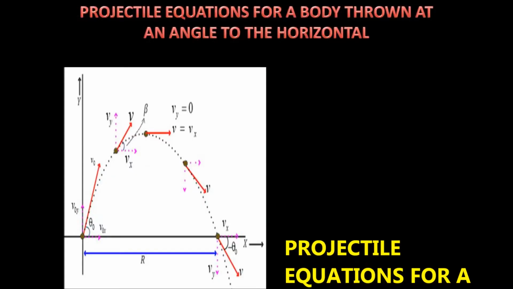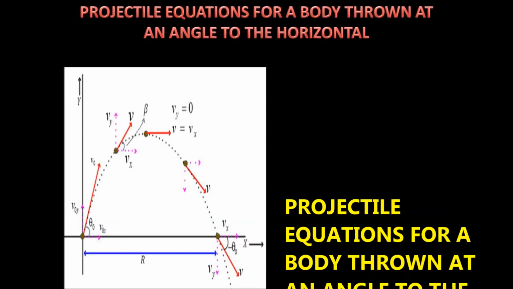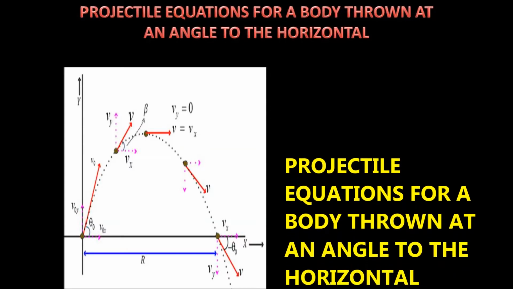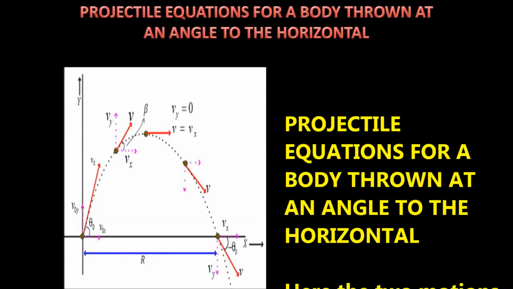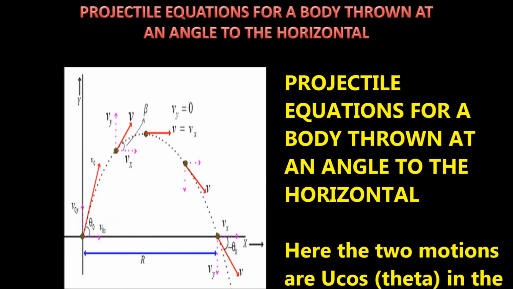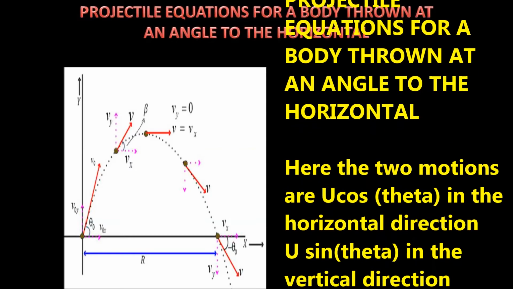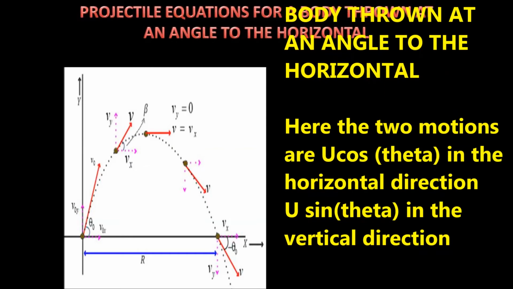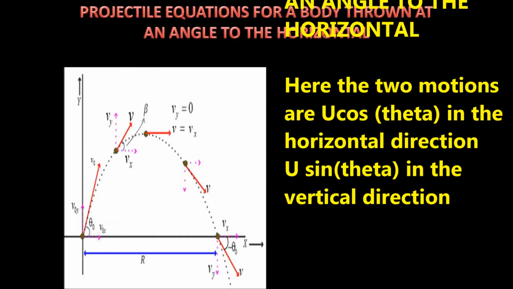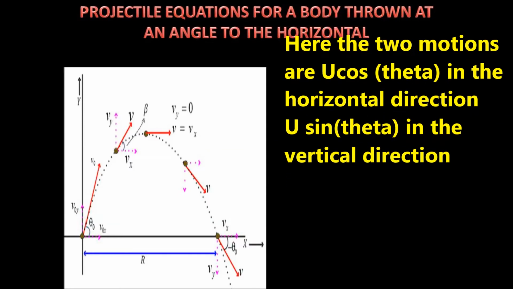Projectile equations for a body thrown at an angle to the horizontal. You can see in the figure, the body is thrown at an angle to the horizontal. Again, we have to consider two motions, like we did in Projectiles 1. The two motions are u cos theta in the horizontal direction and u sin theta in the vertical direction.